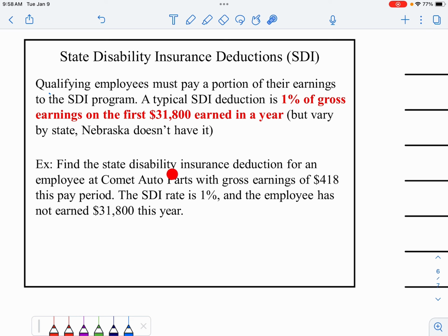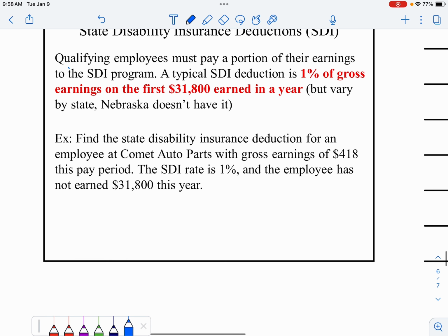Find the state's disability insurance deduction for an employee at Comet Auto Parts with gross earnings of $418 this pay period. And assuming that this rate is 1% and the employee has not met this threshold, so therefore this is pretty simple. The SDI rate is 1%. Therefore we just multiply by 1%, right? 1%, which is $4.18. Okay.